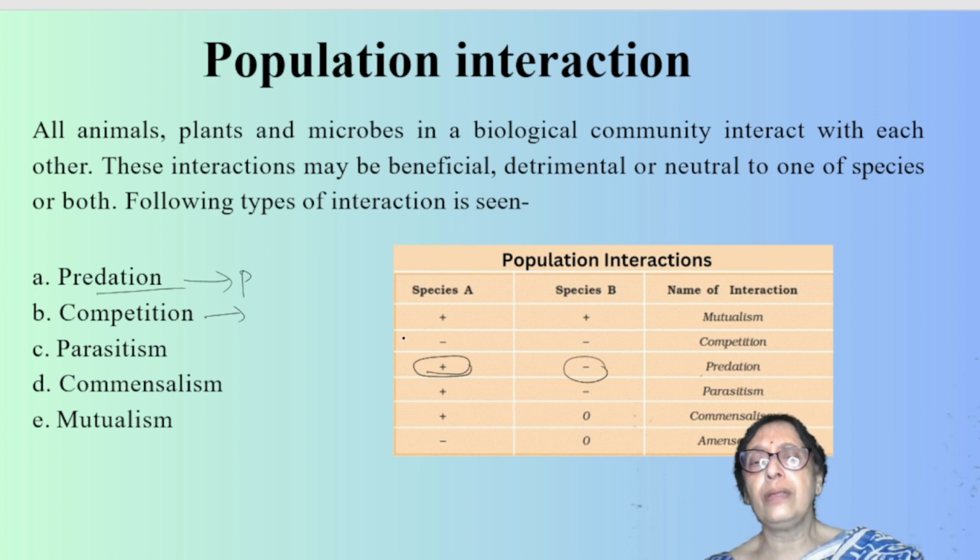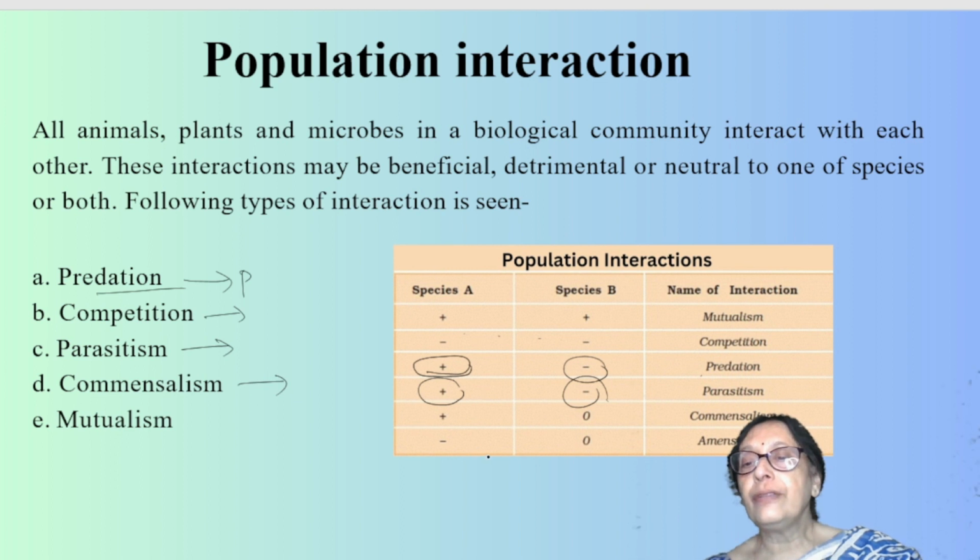Another is competition, where two organisms are fighting each other for food, space, etc. These two are negative, so this is competition. Third is parasitism. The parasite enjoys the benefit of living in the host body, and so it is negatively affecting the host. So it is a plus-minus interaction, parasitism.